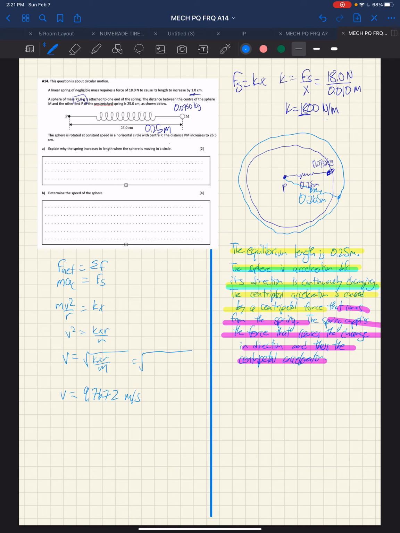Now let me put the numbers in here, so you have them to go by. The K is 1800. The x, the elongation, is 0.015. R is 0.265. And the mass is 0.0750. So the 0.0750 has 3 significant digits. This has 3 significant digits. The 0.015 has 2, and so does the 1800. We can only report 2. So the velocity is 9.8 meters per second. And that's A14.